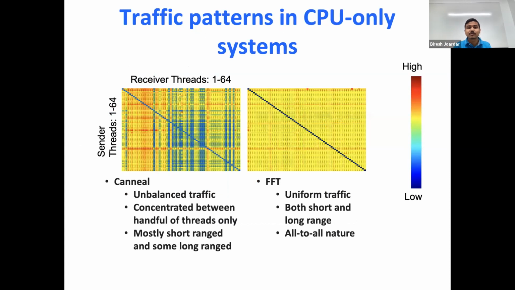Here are a few examples from our experiments. For instance, we have run Canneal and FFT, and as you can see, both these applications have very different characteristics. The rows indicate the sender thread and the columns indicate the receiver thread. In Canneal, we have very unbalanced traffic. We have some red zones and some blue zones. Blue means very low traffic and red means very high traffic. So the communication in Canneal is very different from FFT, and the mapping strategy we adopt for Canneal may not work with FFT. So what if we had this information? Can we use it to do better mapping?